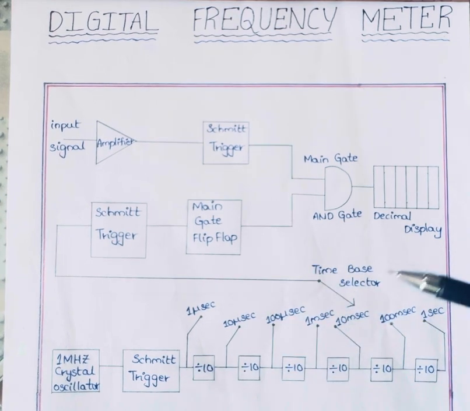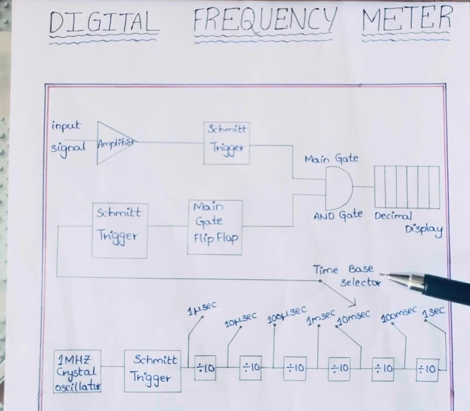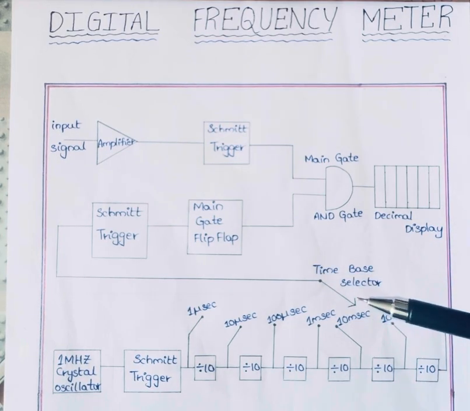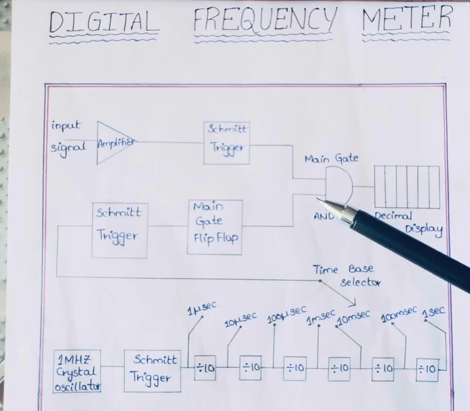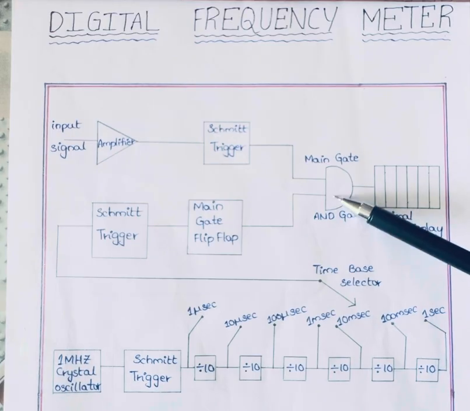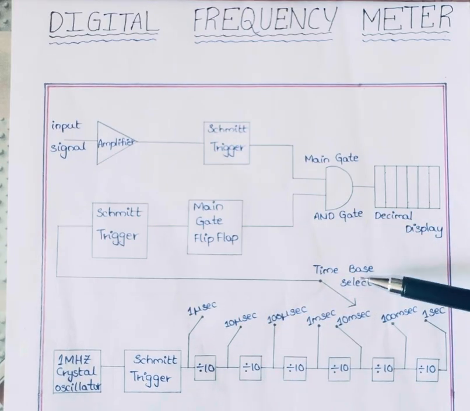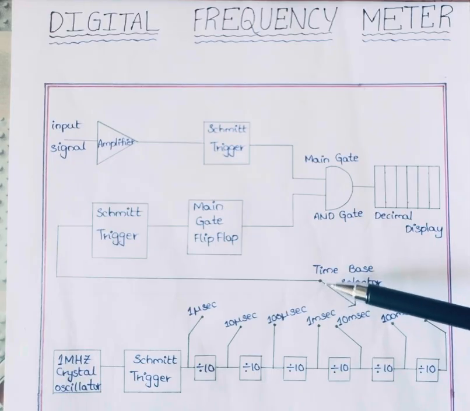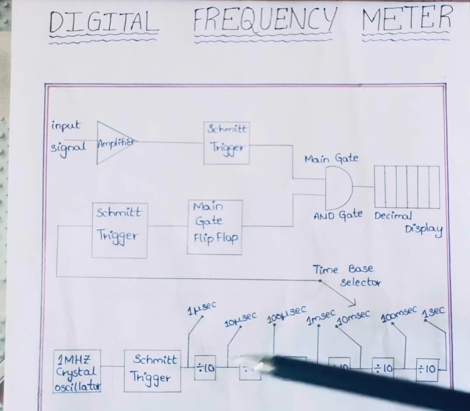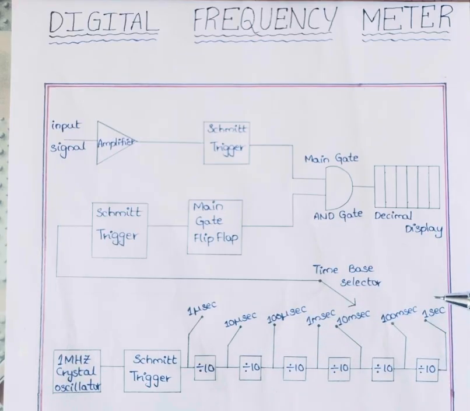These time slots can be chosen by this time base generator. That means how much time the gate should be open. The time is selected by this time base generator. Now by using this time base generator, we select any one of the time slots, for example, this one, like this.